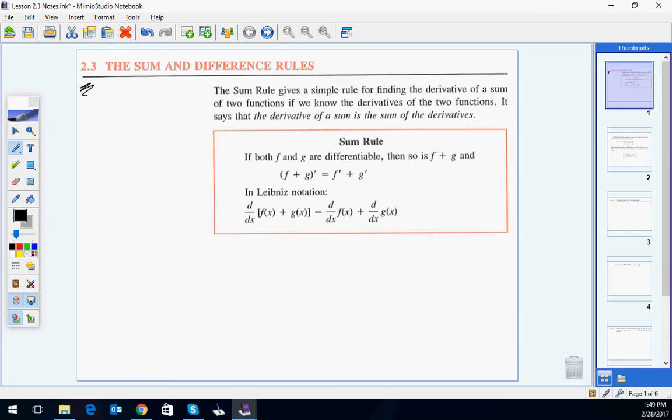Whenever you see this Leibniz notation, it's d over dx. That's Leibniz or whatever. Actually, I'm not really sure how to pronounce that. It's kind of weird. What would you guys guess it to be? Leibniz. So I'm okay? All right.